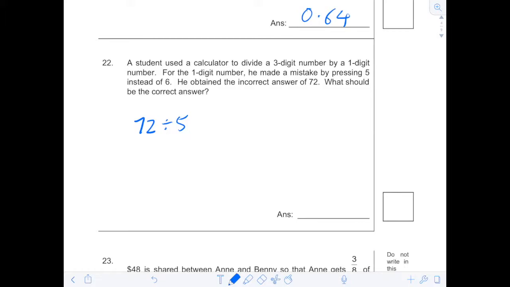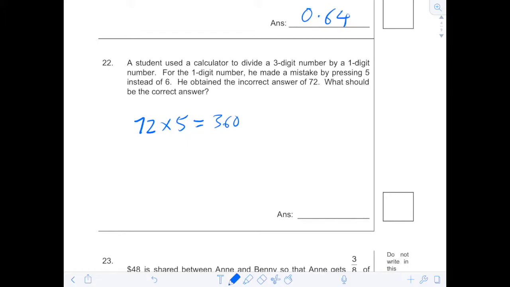Let me see. Oh, he divided by this. So sorry, you have to work backwards. If you divided at first, you have to multiply it back. So for this case, you get 360. You have to do your long multiplication.